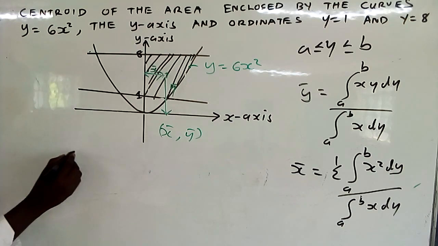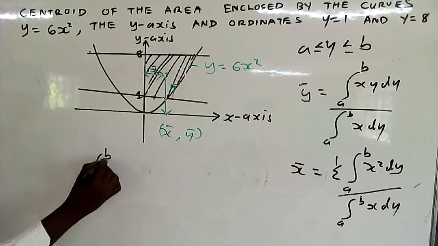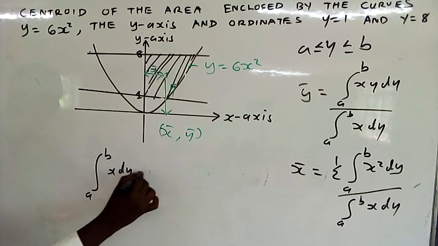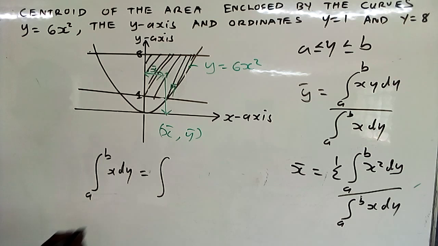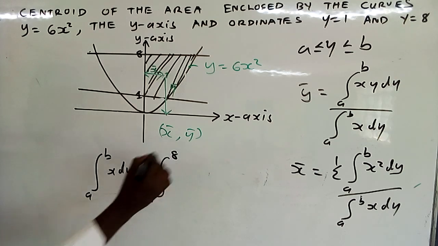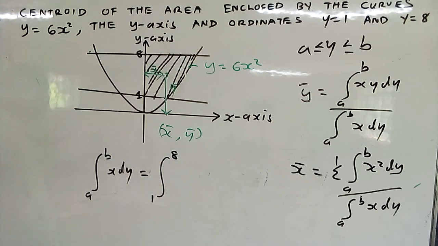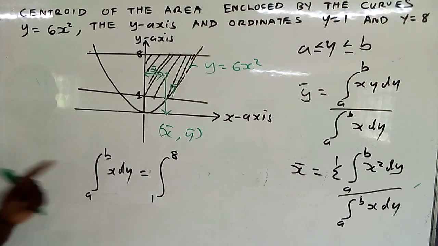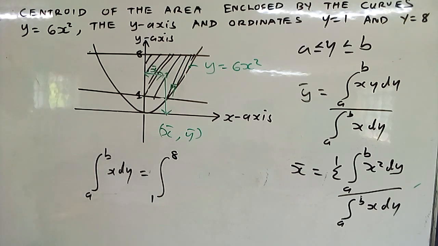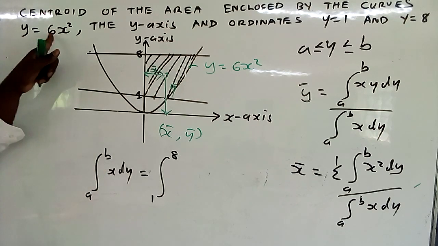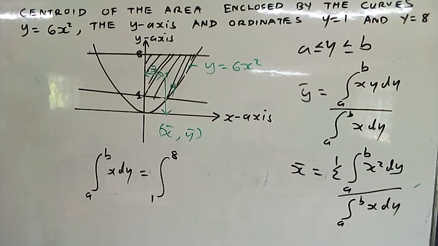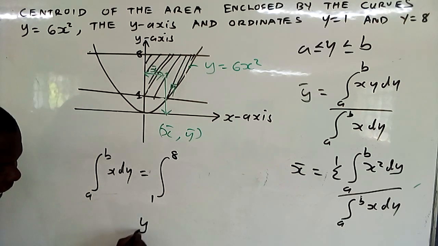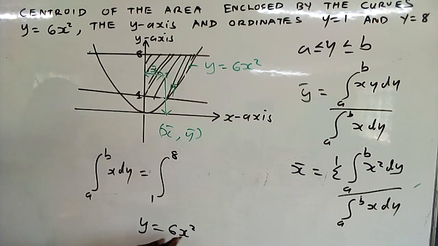So that denominator, which is given by integrating from a to b of x dy, is what? Your limits of y from a to b is from 1 to 8, isn't it? Are we together? Then what is your x? Remember, what is your x? Look here. Y is equals to 6x squared. Are you seeing? So if y is equals to 6x squared, what is x?